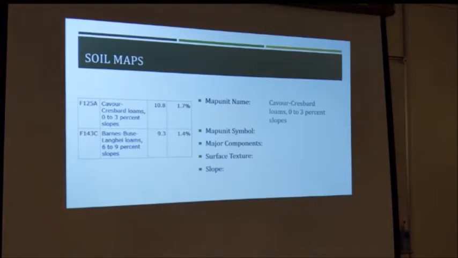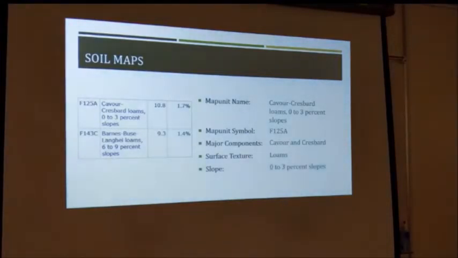You have to include everything. That's the map unit name. Then we ask, what's the map unit symbol? That would be F125A. Pretty easy. What are the major components within this map unit? That would be both Cavor and Crestbarn. They're both major components within this map unit. And what is the surface texture? Loams, pretty easy. And then the slope, 0 to 3% slopes.